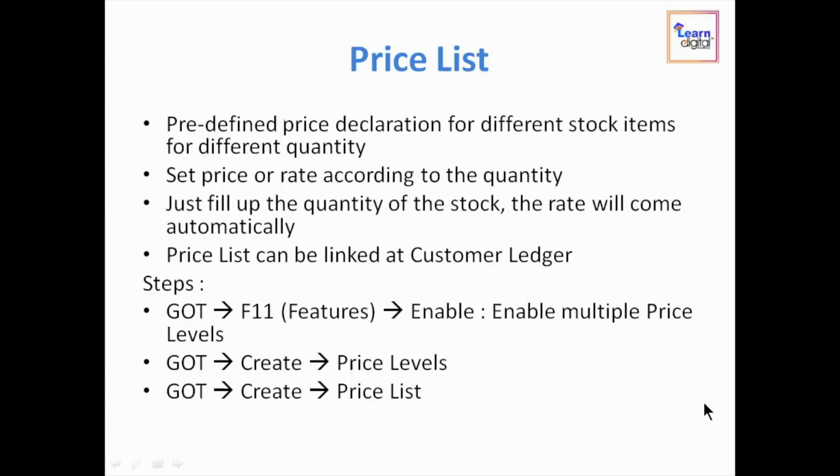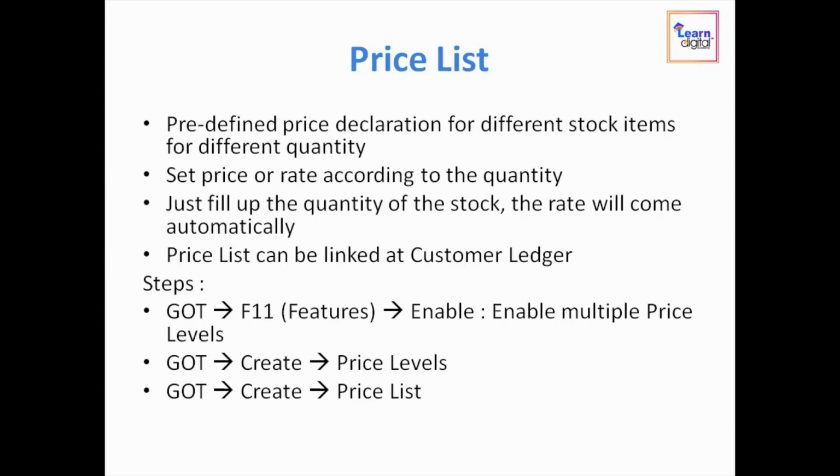Now the next feature is price list. What do you mean by price list? Price list is a predefined price declaration for different stock items for different quantity. So we can decide the price for our stock item to be sold. Set price or rate according to the quantity. So suppose we are selling one or two quantities, the rate will be different. If you are selling in bulk or if you are purchasing in bulk, the rate will be different. So this is known as the price list.